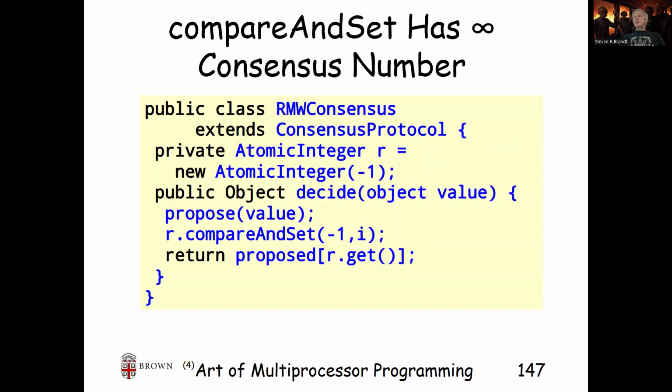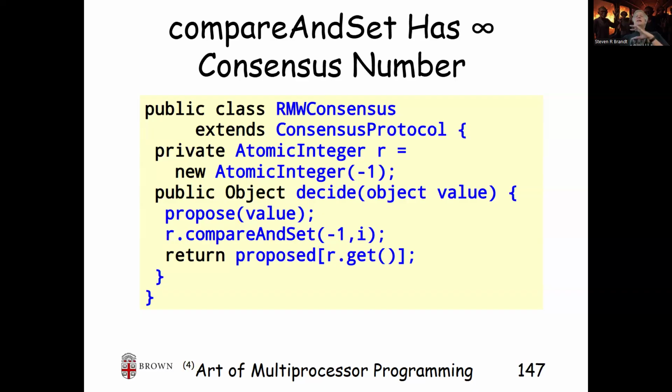Now, strangely enough, many modern CPUs don't have this instruction. What they have instead is a different thing that's equivalent. They have load exclusive, store exclusive. So what they have is a register that you can read, but then when you go to write it, the write will fail if any other write has happened by any other thread.